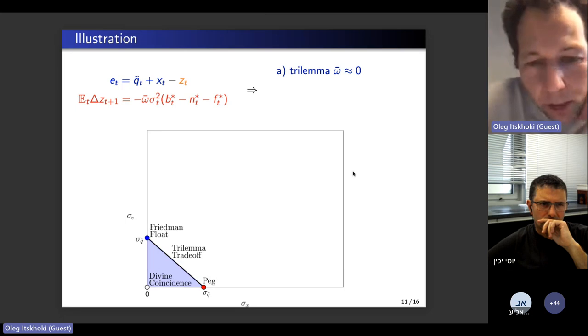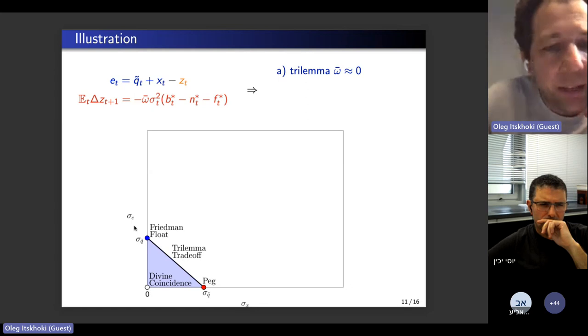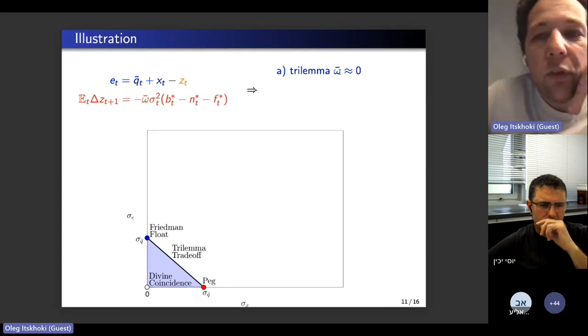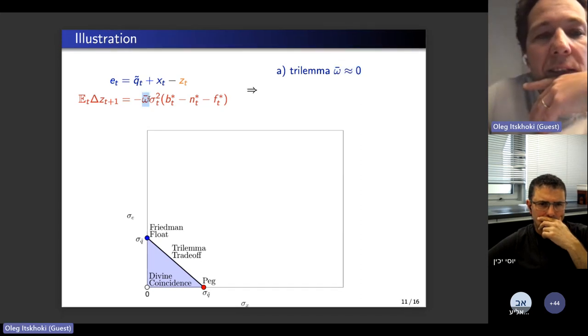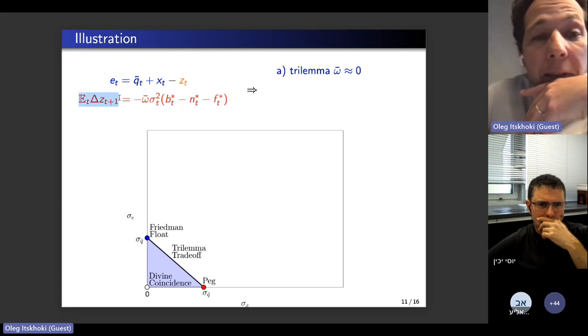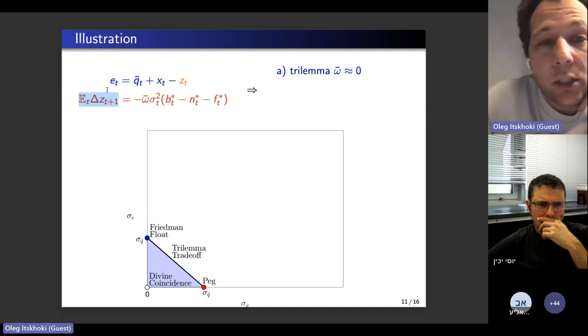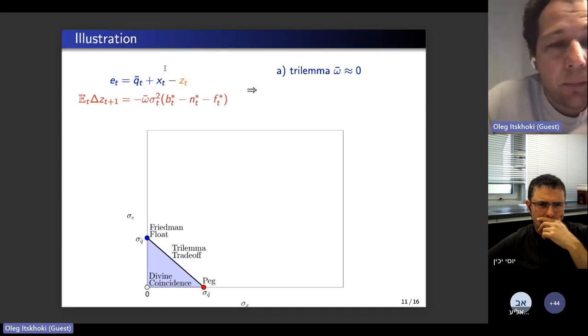Okay, so the way I'm going to do the picture, I'm going to plot the volatility of the output gap here and the volatility of the nominal exchange rate here. And of course, the government wants to be here, where the volatility of the output gap is zero. So what if you were in the trilemma model, where this is zero, so that you don't have anything interesting in the financial market, and UIP holds, like in trilemma models? You don't have the risk sharing wedge, you only have this.